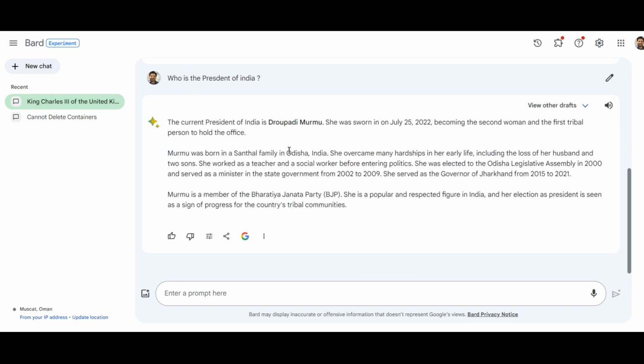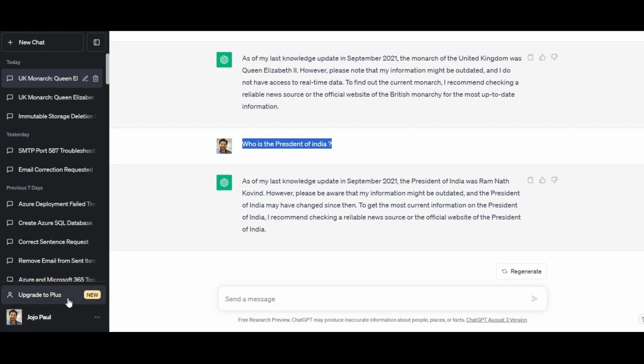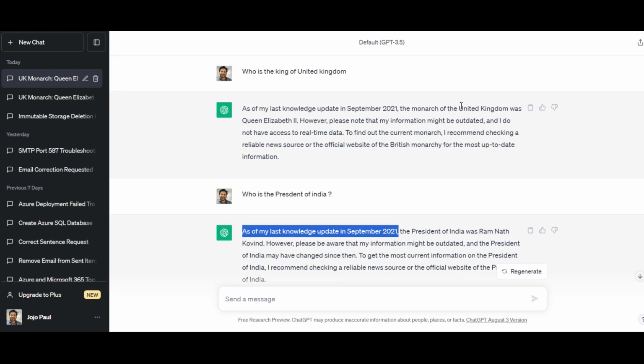The current president of India is Draupadi Murmu. So it is giving us the latest answer, and it is free. But the free version of ChatGPT will not provide us the latest answer. It doesn't know who the president of India is as of now. It has data only till September 2021.